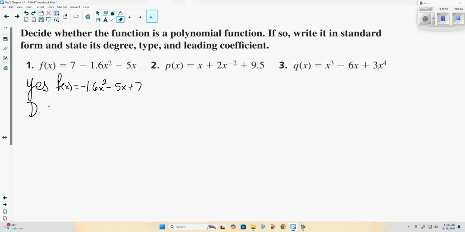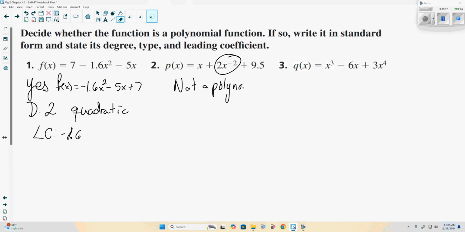The degree would be 2, because biggest exponent attached to a variable. And since it's degree 2, it is a quadratic. And the leading coefficient, negative 1.6, because we're looking for the number in front of the variable with the biggest exponent. Number 2, we have x to the negative 2, so not a polynomial.